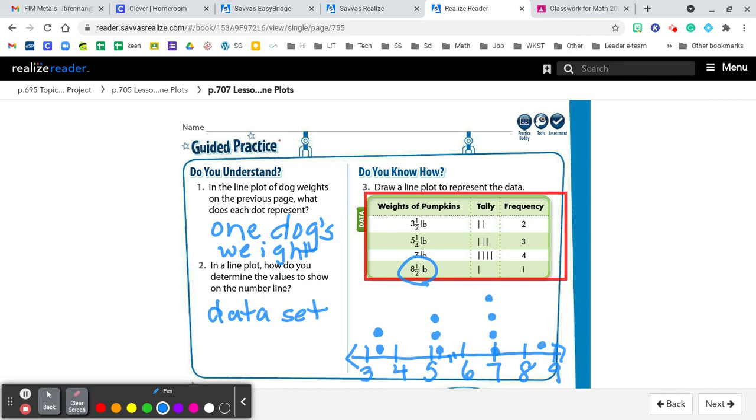And you could interpret this and say 7 is the most frequent. We call that the mode. You can say 8.5 is the least. You can say the range of the data goes from 3.5 pounds to 8.5 pounds. There's lots of information you can get from that data chart.